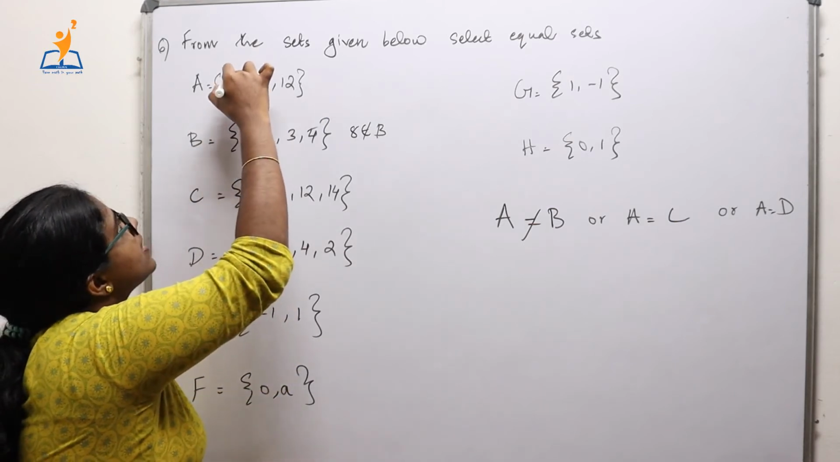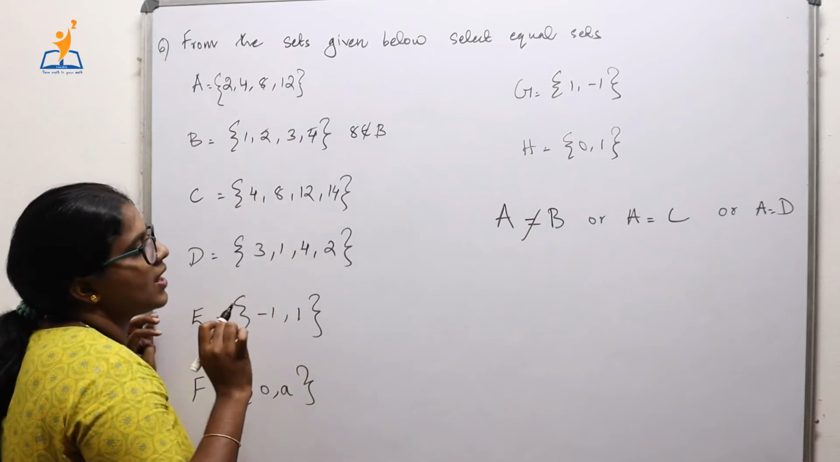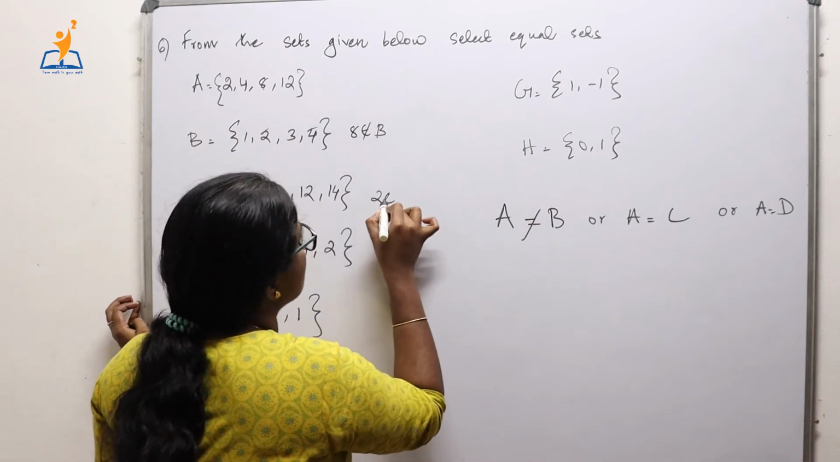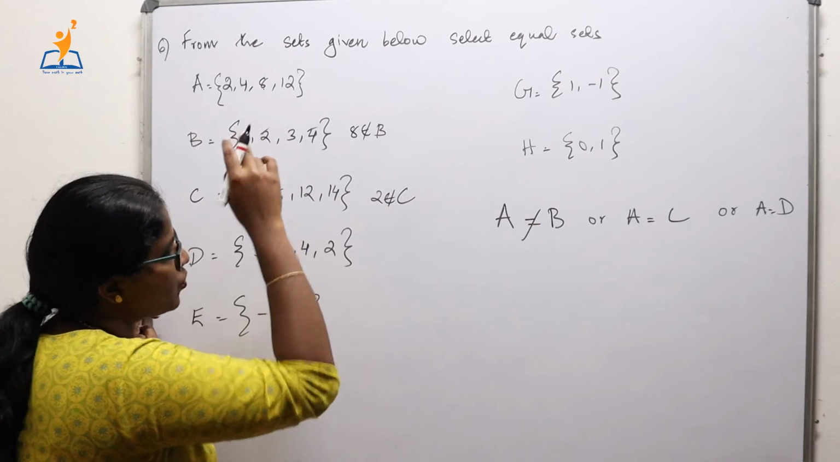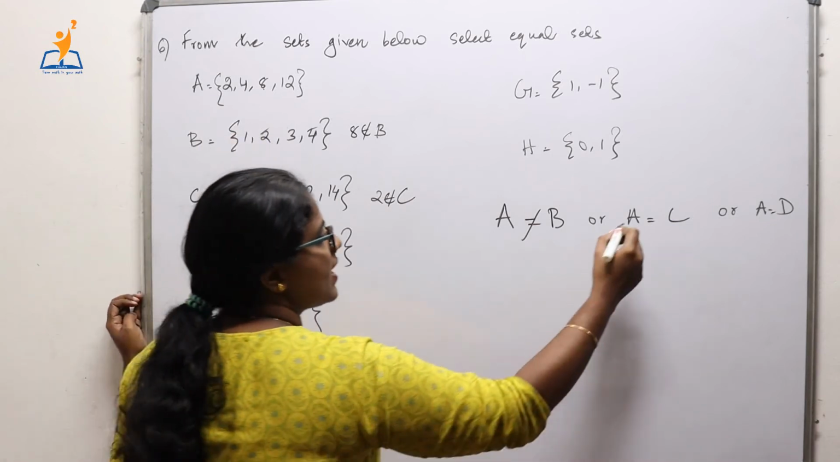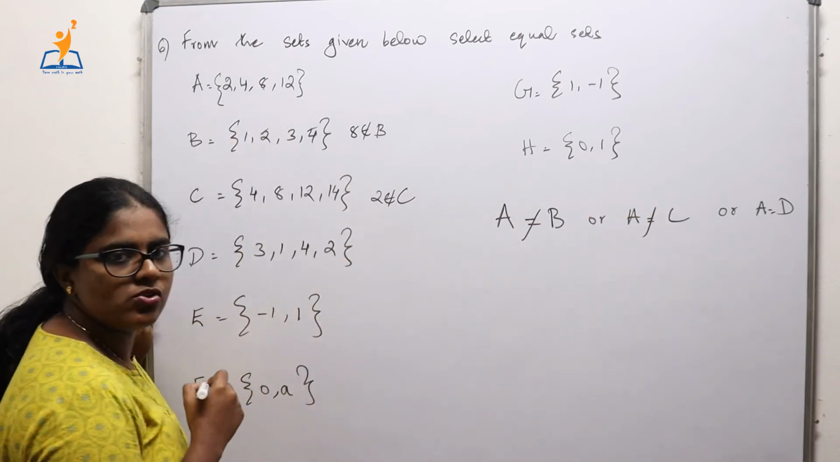Now let's check for C. Here 2 is here, but here we do not have 2. That is 2 does not belong to C, but 2 belongs to A. So we can say that A not equal to C.